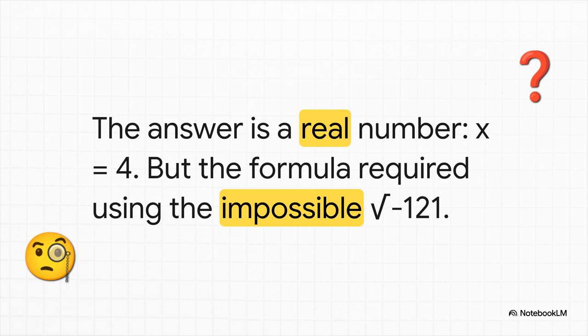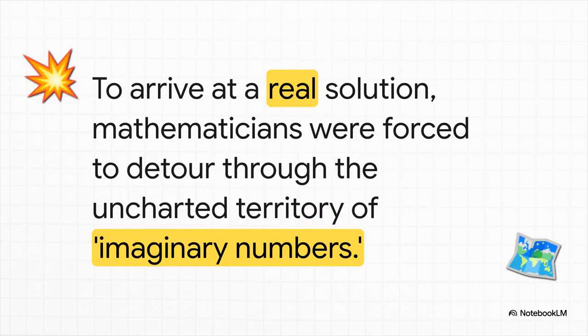But, and this is the kicker, to get that perfectly normal answer using their new fancy formula, a guy named Raphael Bombelli had to calculate something insane, the square root of negative 121. And back then, that was just nonsense. Everyone knew you couldn't take the square root of a negative number. Or could you? This was an absolute bombshell.